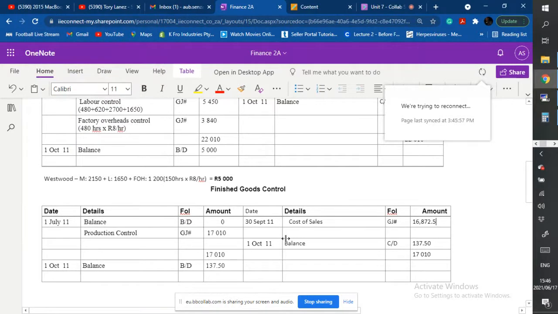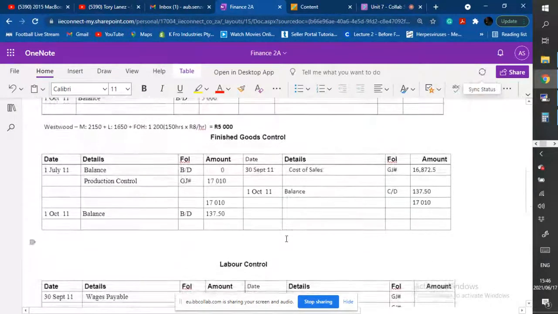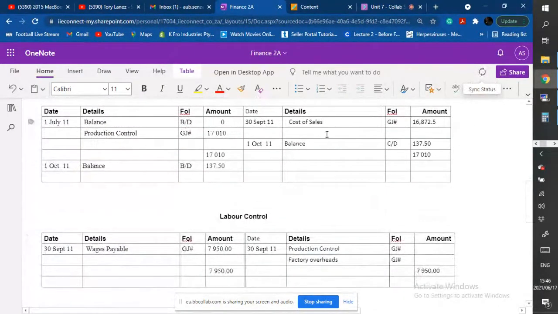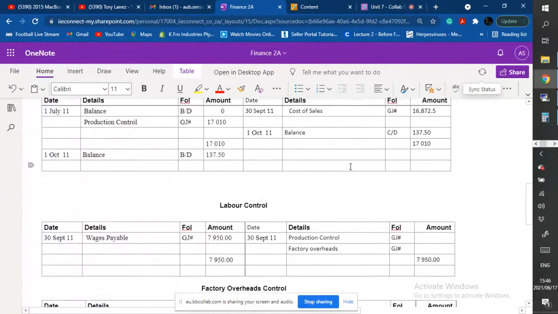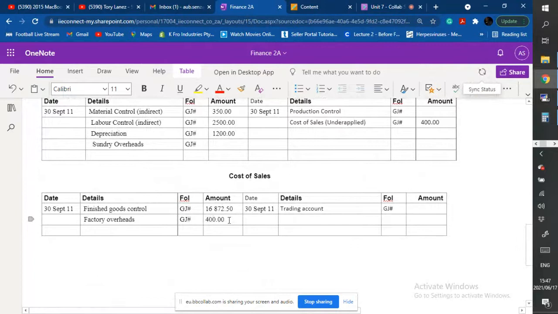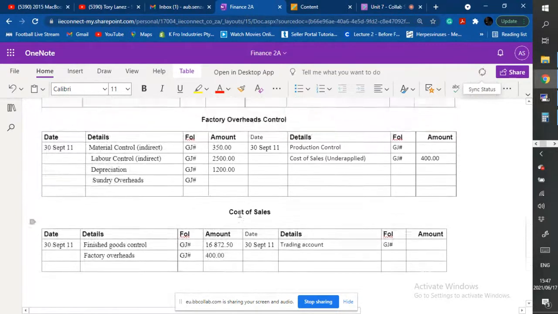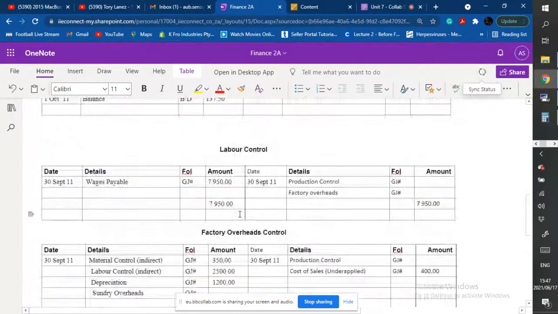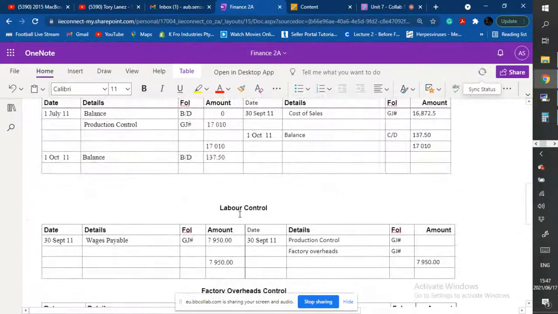Okay. Right, so we've finished with the finished goods. We now know how much we're posting to cost of sales, so we might as well just complete that double entry now. So we go to cost of sales. Oh, it's already completed there by finished goods. Okay, no, that's cool. Are there any other double entries here?